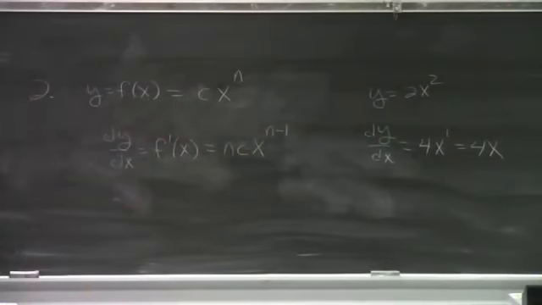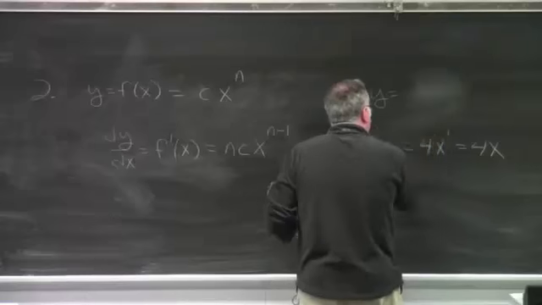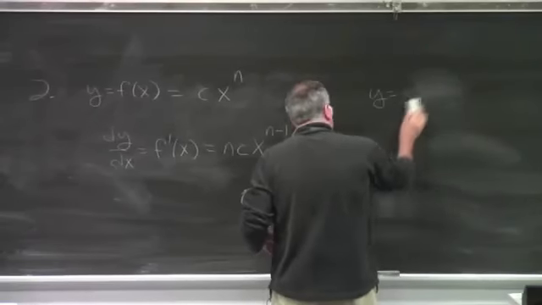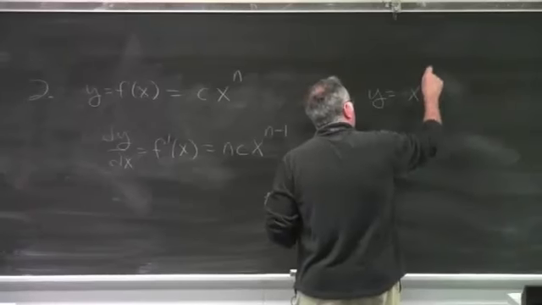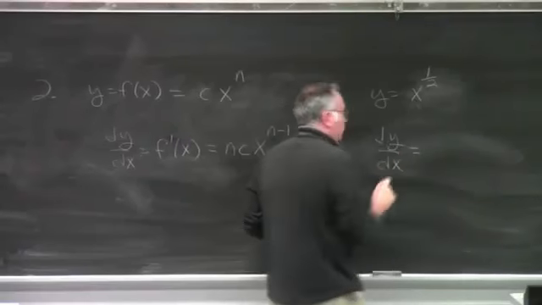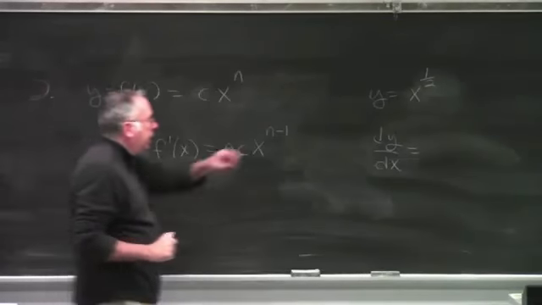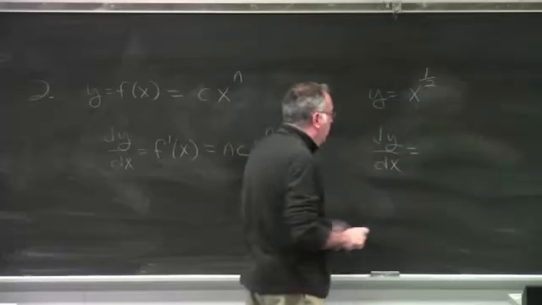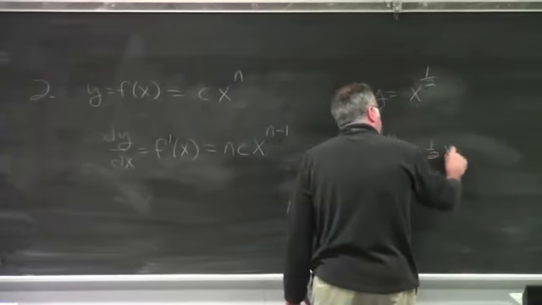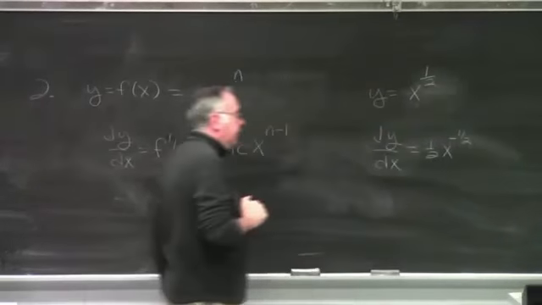Interestingly, this rule also works if n is a fraction. For example, if you had y equals x to the 1/2 power, what is dy dx here? Yes. Again, you just bring this number down, 1/2. You multiply it times the x, and then you subtract 1. So it's 1/2 x to the minus 1/2 power.